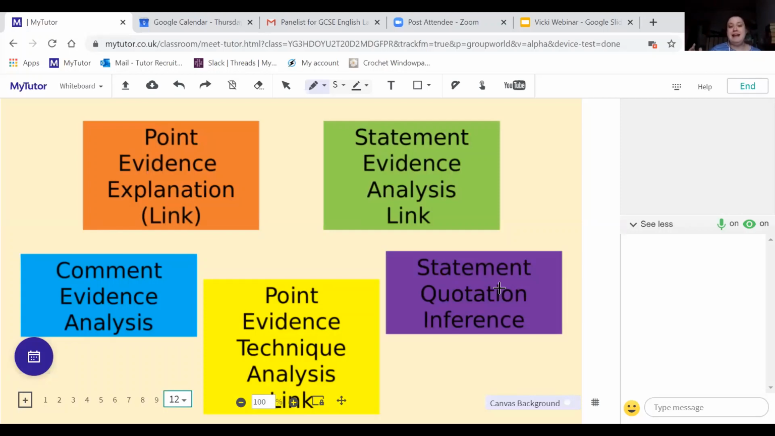So they're all basically asking you to quickly say what your point is, and then give some evidence, and then do some analysis. And then some of them ask you to link back to the question. So they all pretty much mean the same thing, is what I'm trying to get at.